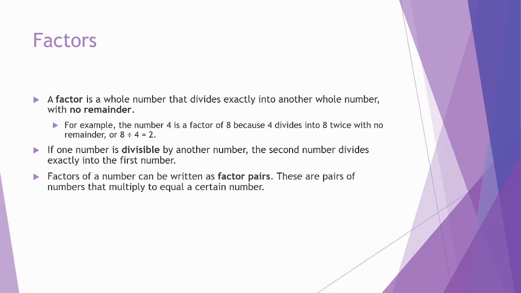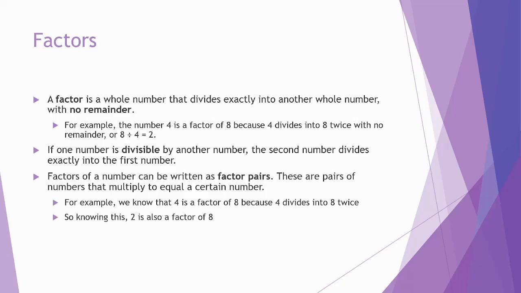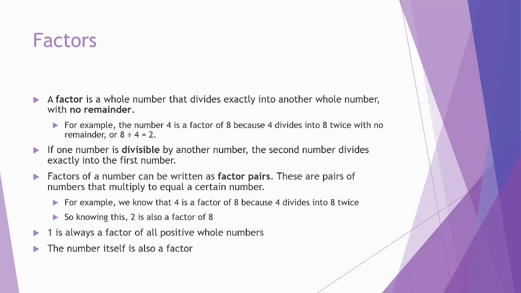We call a pair of numbers that divide into another number factor pairs. So these pairs, when we multiply them together, equal the number that we are looking at. From our previous example, we knew that 4 was a factor of 8 and it divided into 8 twice. And knowing this, we know that 2 is also a factor of 8. 1 is always a factor of any whole positive number, and the number itself is also a factor.